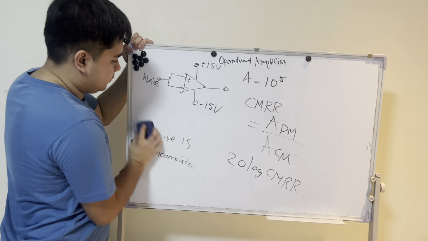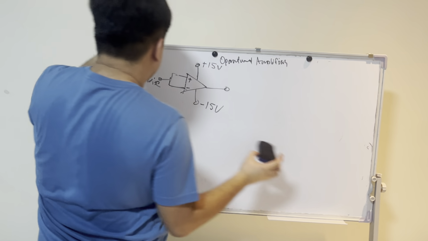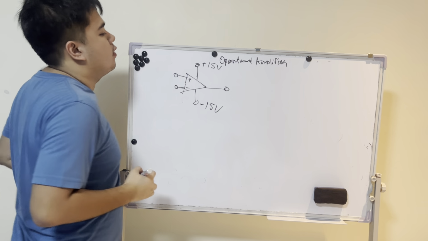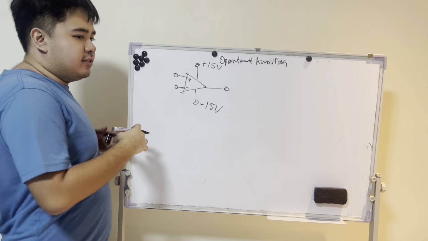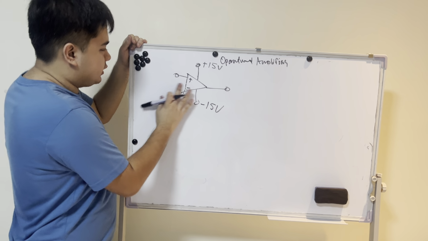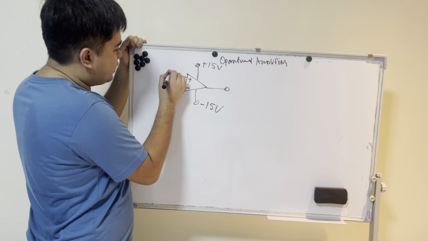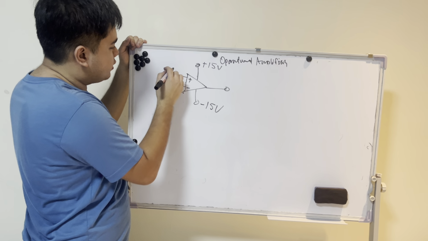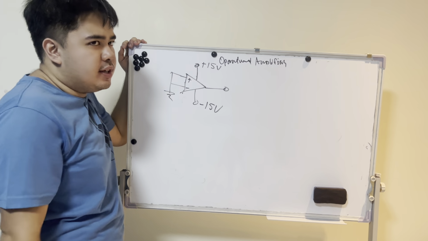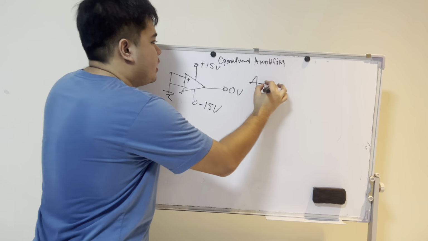Next. Let's talk about imperfections. Nothing is perfect, I think we all know that. If we had 0 volts here, meaning it's connected to ground, in a perfect world this would not have any voltage. So this would be 0 volts as well, despite it having a gain of 100,000.